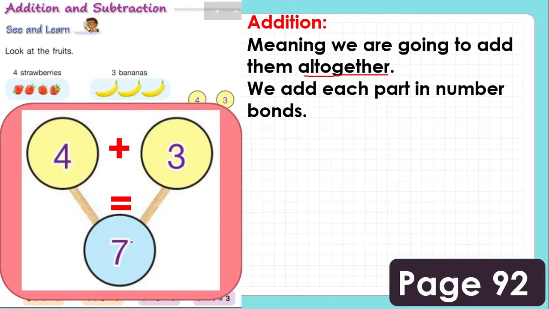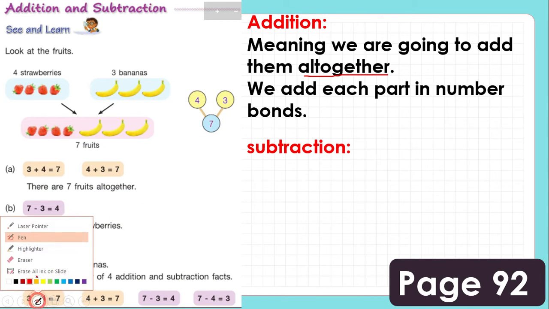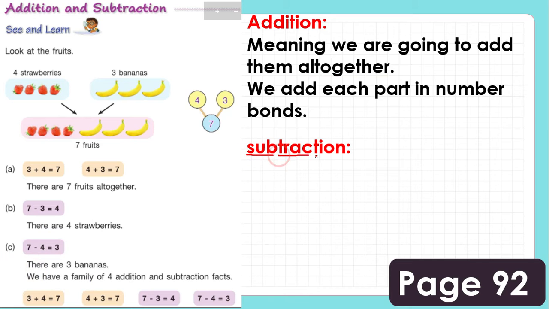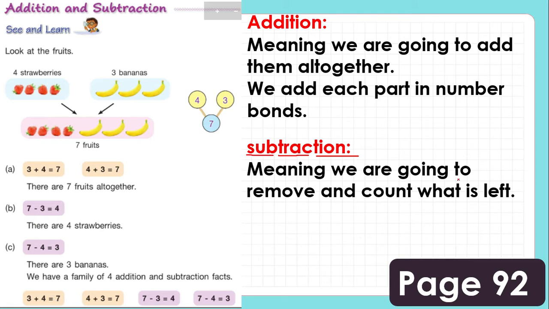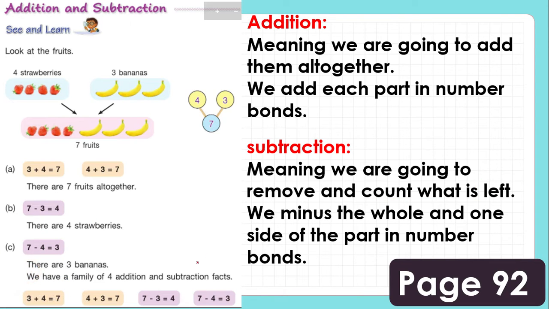All together. Next, we have subtraction. How do we read this one? Subtraction. First, we're going to remove and count what is left. Our keyword for subtraction is the word left, L-E-F-T. We're going to remove something and then count what is left. That is subtraction.